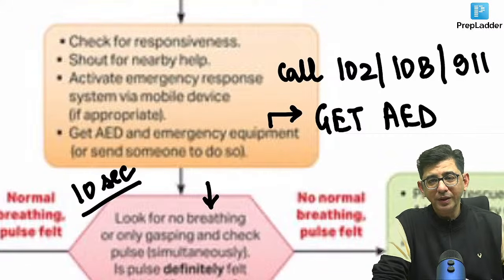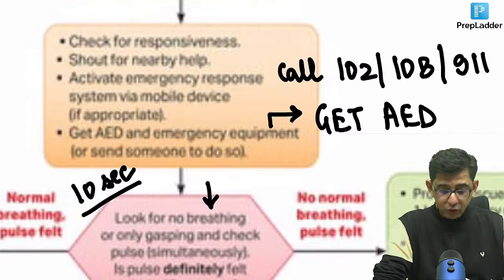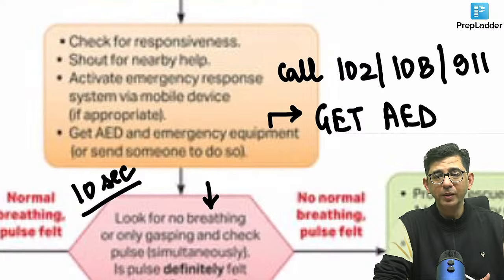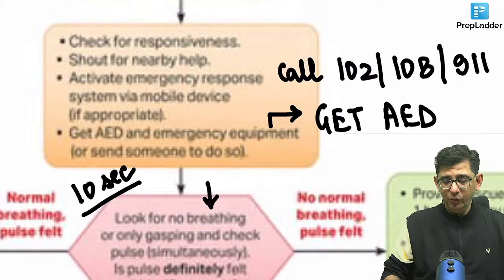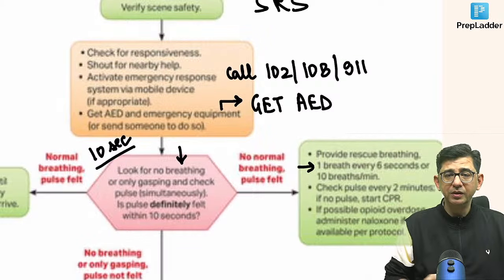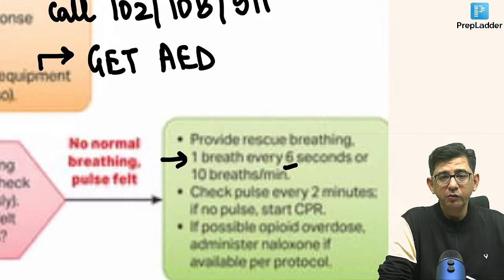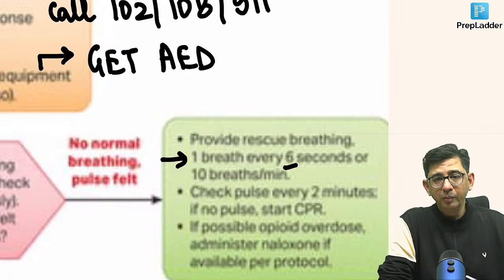But it is simple. It is 1 breath every 6 seconds, and 6 into 10 would be 60 seconds. So that would be 10 breaths per minute. The ratio is 30:2, that is fine. But at the same time, guys, what you have to understand is 1 breath every 6 seconds is to be given to the patient. I think it's pretty straightforward. So it would be at a rate of 10 breaths per minute.